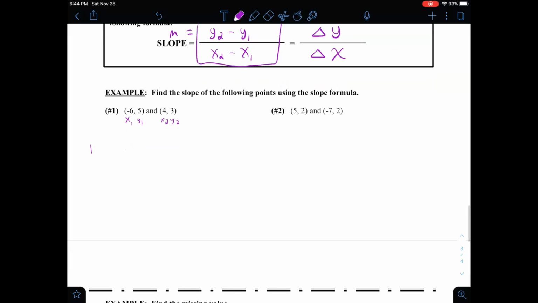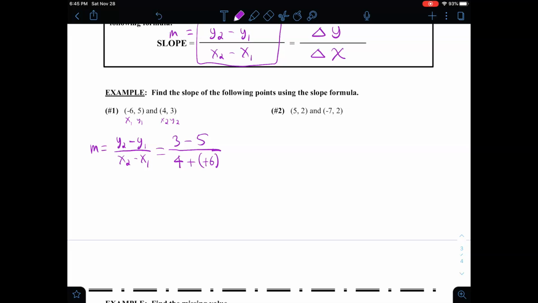Okay, so we're going to plug into the formula, which was m equals y2 minus y1 over x2 minus x1. So we're literally going to plug it in. We have y2 was 3 minus y1 is 5 over, and then we have x2 is 4. Now here's the tricky thing, okay? It's always minus, but we have 4 minus, what is x1? It's minus negative 6, right? So you've got to be careful here.